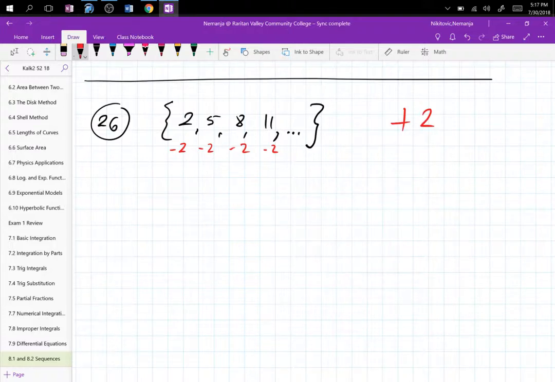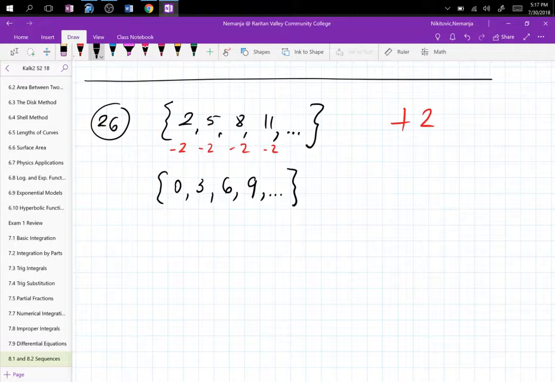Now this becomes the new sequence, and this one is 0, 3, 6, 9. Do you see? So you see now the pattern, right? If you look at the values, these are what? Multiples of 3, very good. If you are to divide this by 3, you would end up at 0, 1, 2, 3.